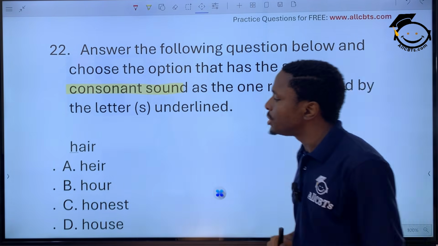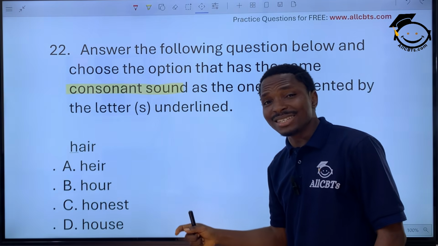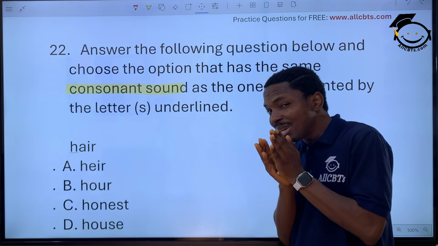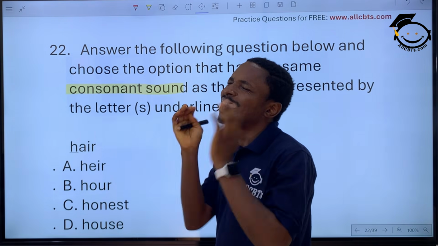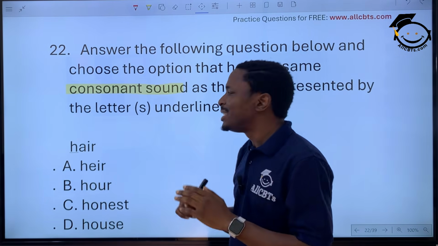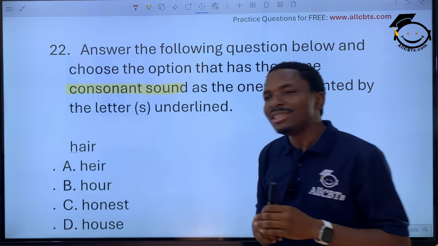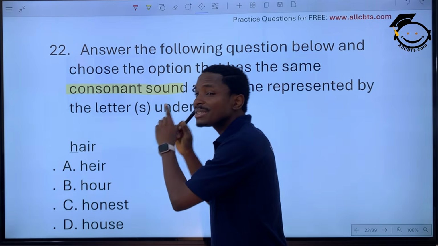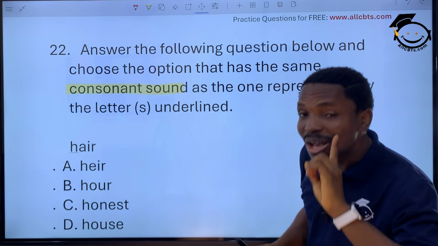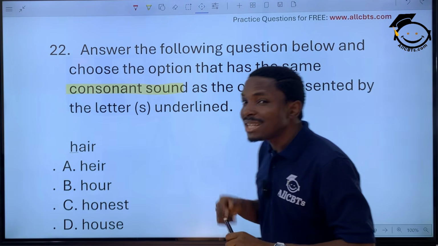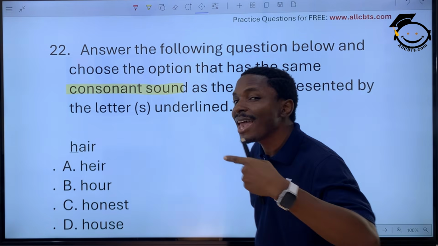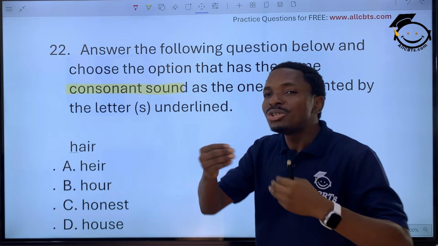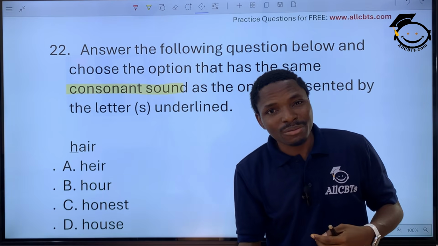Then you have option A, hair. See, very close. Note that the question is consonant sound, not vowel sound. If they said vowel sound, you would pick hair. I don't want to shout, but if I shout, the sound will not come out well.